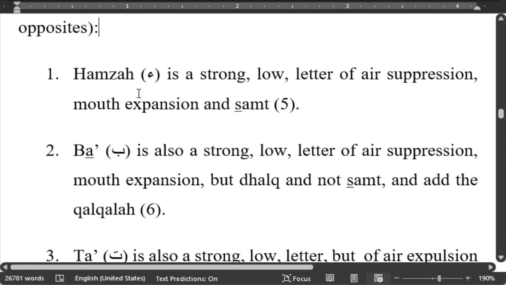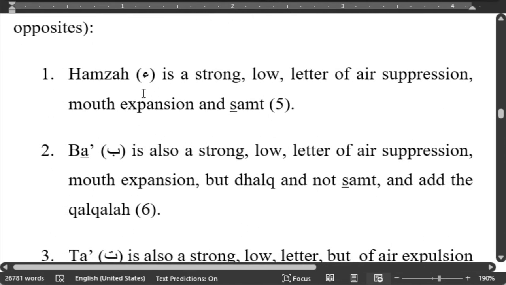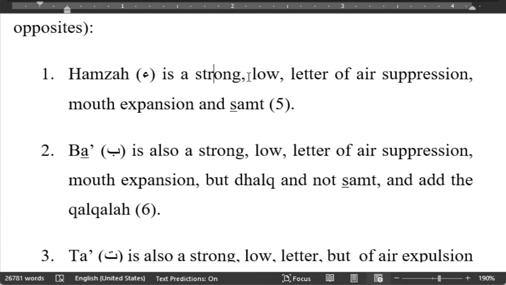Hamzah is a strong, low letter of air suppression, mouth expansion, and samt. Strong means strong letters stop the sound. So Hamzah stops the sound, like وحين البأس البأس. So you hear that stop in the sound. Al-Ba's.